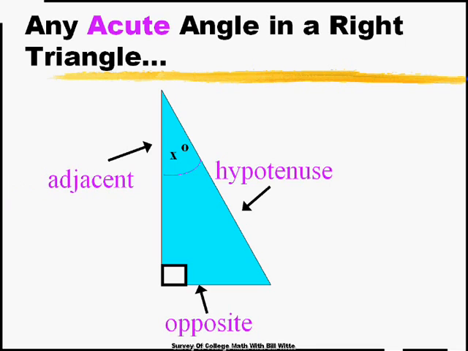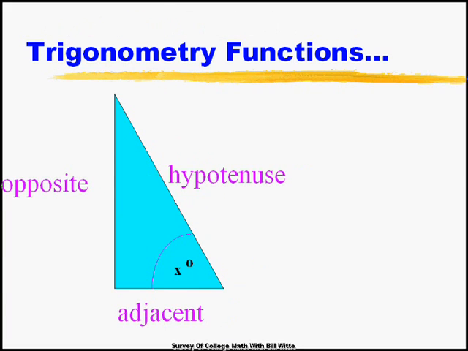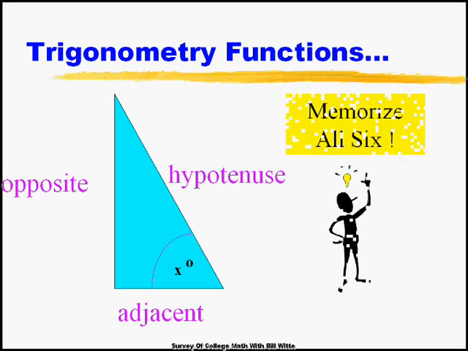And now this leg will be the new adjacent leg. And that's very important for you to note that. Okay, now the reason we need to define these is that the trigonometry functions are going to be defined using these words. You're absolutely going to have to memorize all 6 of these. There's 6 possible different things, and here they are.